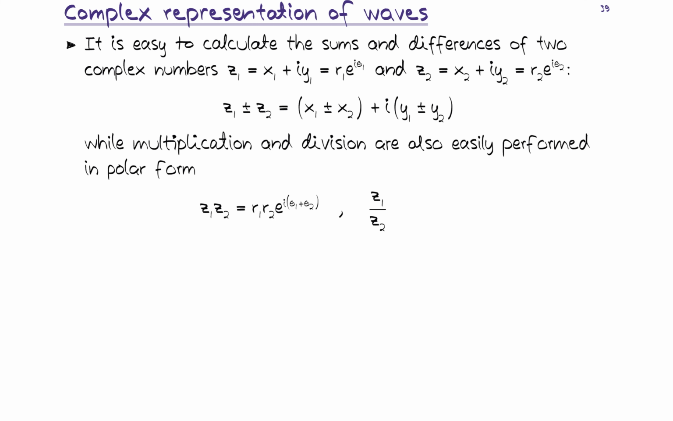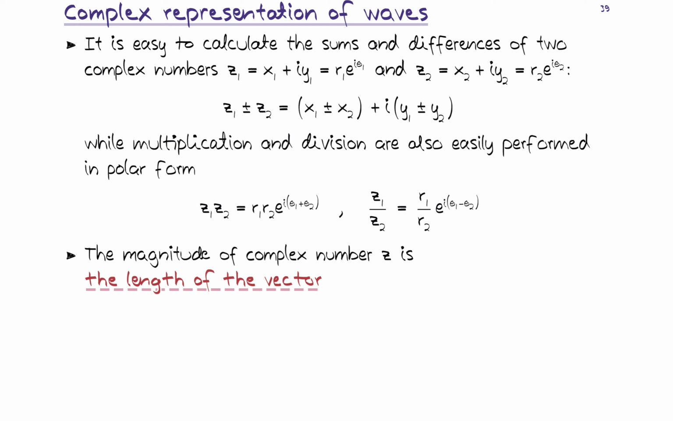The division of complex numbers can also easily be done using the exponential notation. So dividing z1 by z2, we can just divide the amplitudes, r1 over r2, and in the exponent we now just subtract the phase angles, the phase functions of the waves, when we are treating waves using complex numbers. So these are quite easy operations, and we can do them in case we need to.